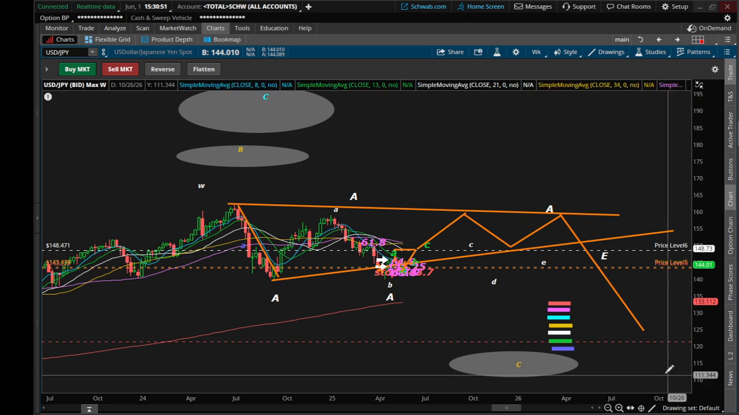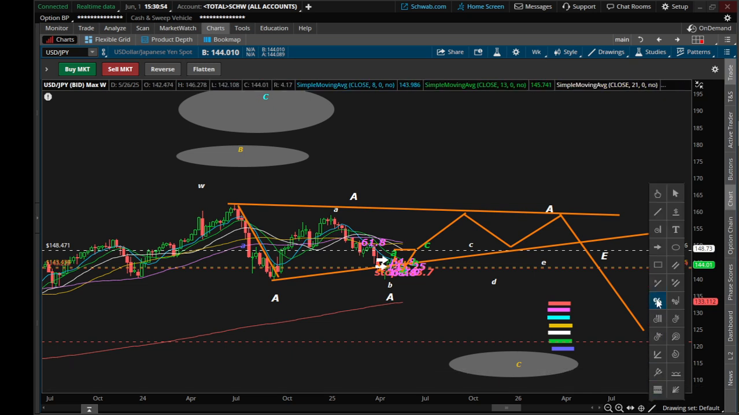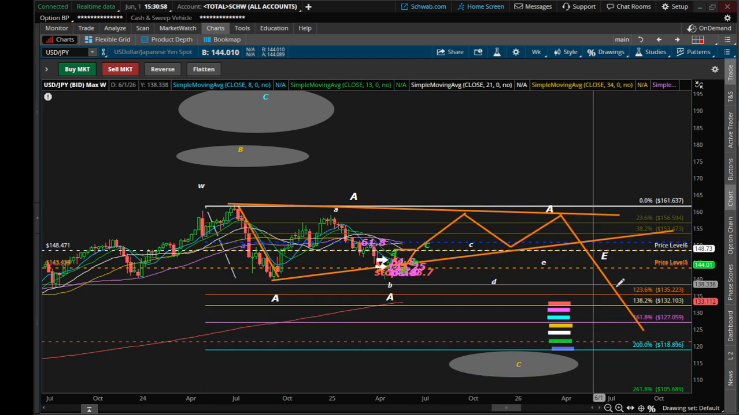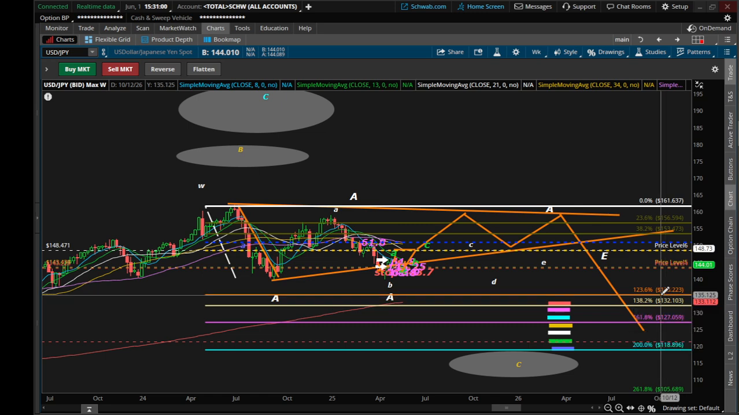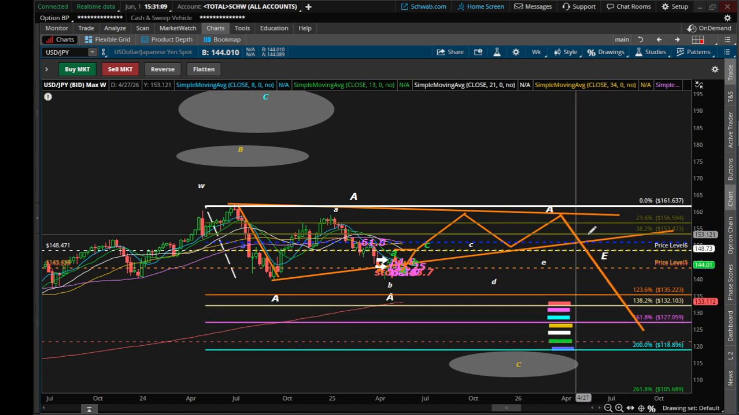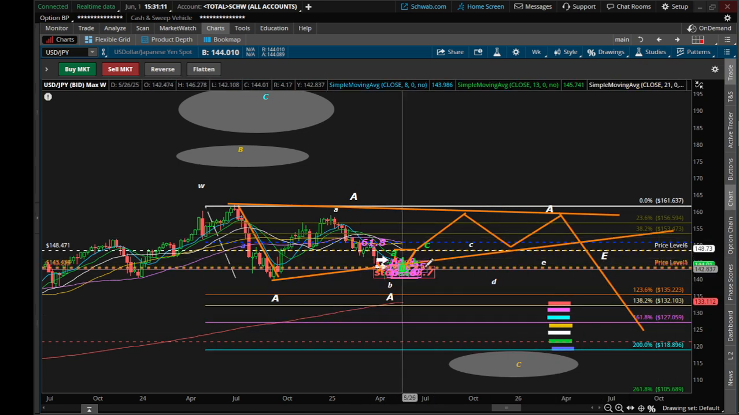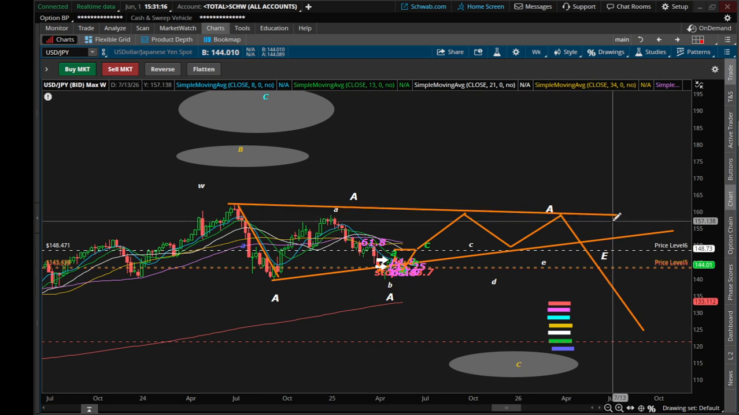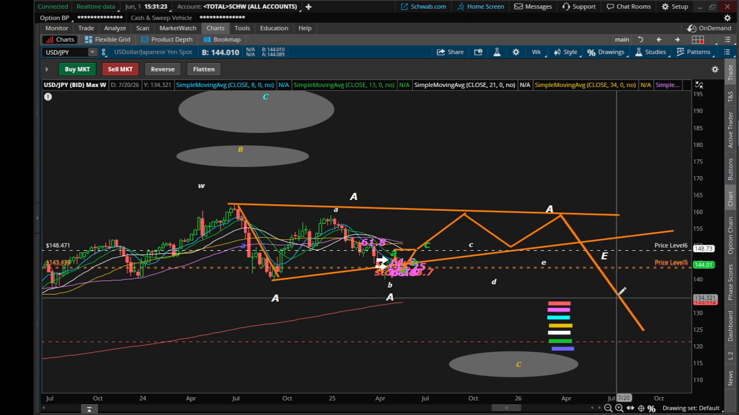And that would be down to, hard to say. We'll just do a 1-to-1 on this one, or maybe a 123. So maybe a 135, anywhere from 135 to really 118. I won't know until we break this trend line here, this wedge. But again, that's the bearish count, and it's not really my main count right now.